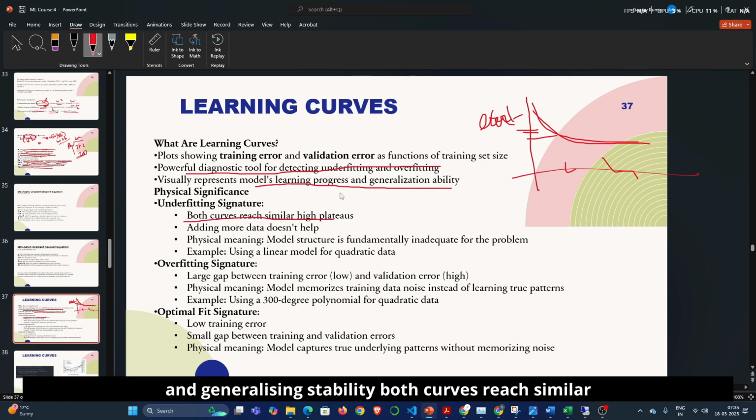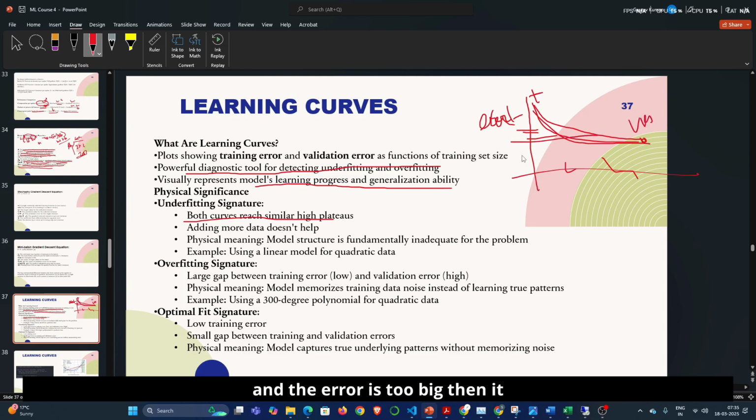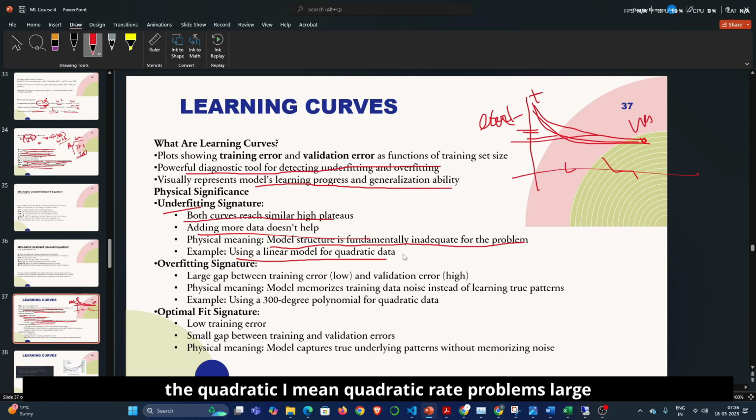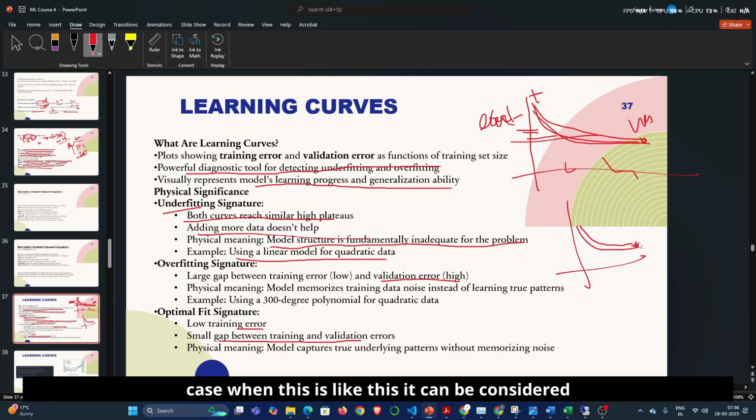In underfitting, both curves reach a similar high plateau. This is training, and the validation will be like this, and the error is too big. Then it is the underfitting case. Adding more data doesn't help, as the model structure is fundamentally inadequate for the problem. For example, using a linear regression model for quadratic data, it will not capture the quadratic relationship. Overfitting shows a large gap between training error and validation error, with low training error. A small gap is the optimal case.